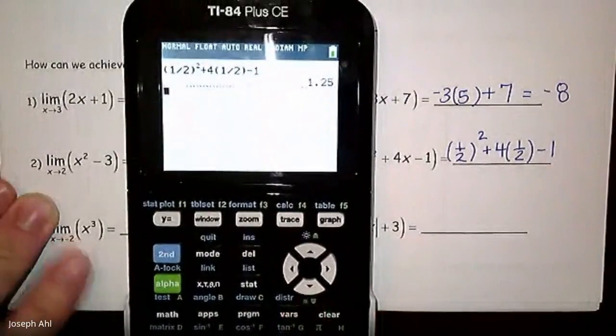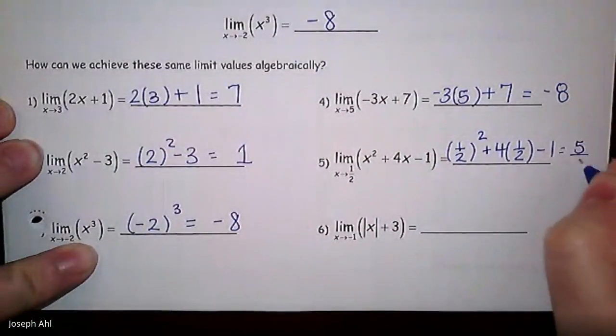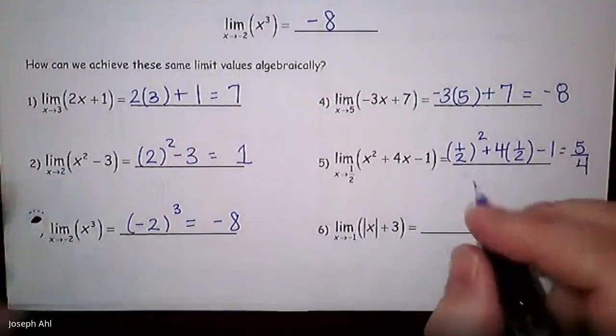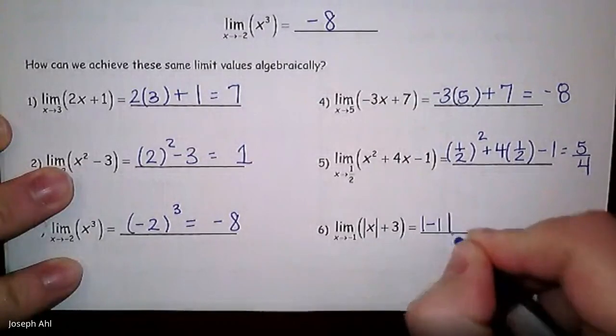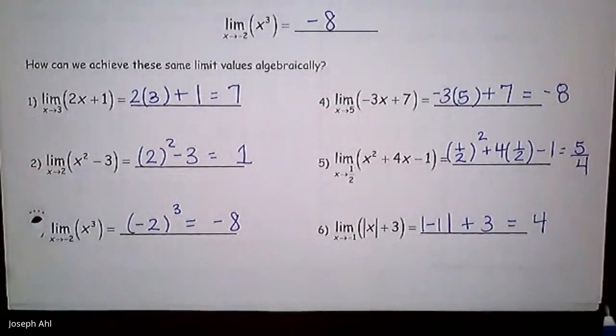Okay. And if you want to write that as a fraction, you could say 5/4. It's really up to you. I wouldn't mind either way you listed it. And then this one would be pretty easy because you just make sure you take the absolute value of -1 plus 3. So 1 plus 3 would be 4.